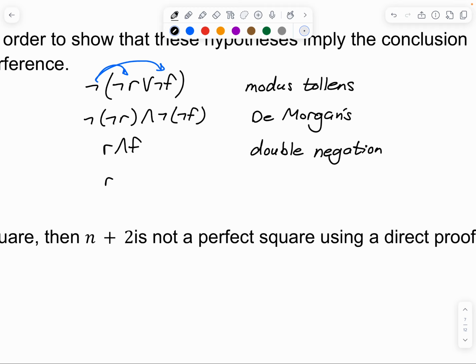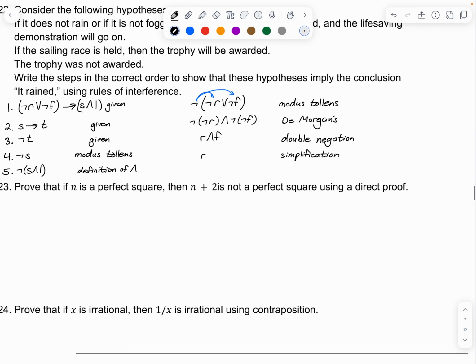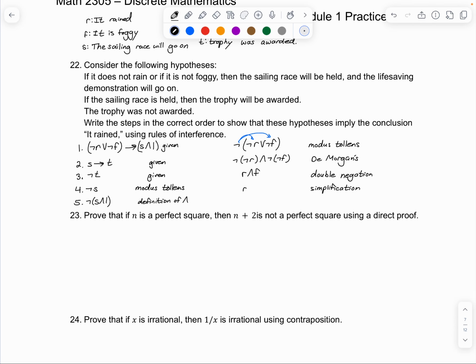If R and F is true, then R alone is true, and that's just a simplification. You could also write definition of and here, but simplification, I think, is what it's called. But that should do it. I've been able to reach my conclusion using the rules of inference.